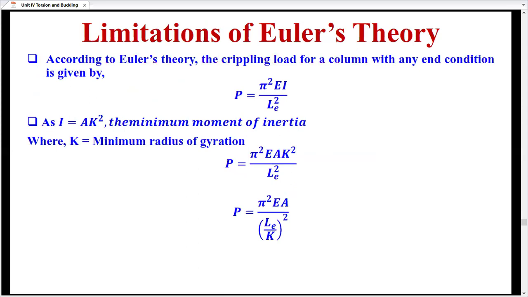Now, the limitations of Euler's theory. According to Euler's theory, the crippling load for a column with any end condition is given by P equal to pi square EI upon L square. That I value is your moment of inertia, which is AK square, where K is the radius of gyration for that particular column section. If you replace I with AK square, then you get P equal to pi square E AK square upon LE square. So P is equal to pi square EA, and we can take LE by K in one bracket.